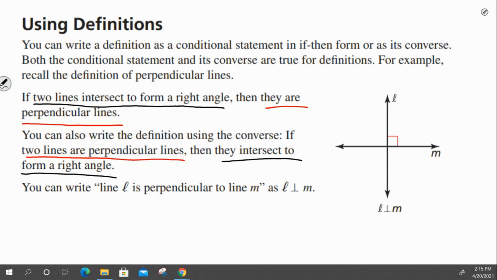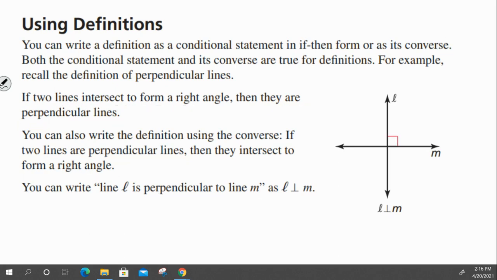Now, if both the conditional statement and the converse are true, you can go ahead and write it as a single statement. For example, if we look at the picture on the right, L and M are in fact perpendicular to each other because they have this 90-degree angle right here. We can then write it as line L is perpendicular to line M, and we can do it symbolically like that.